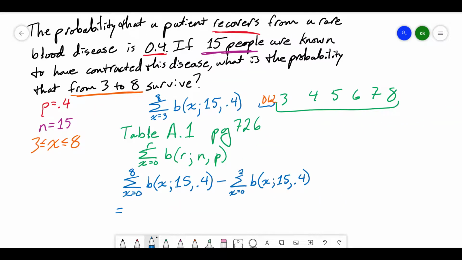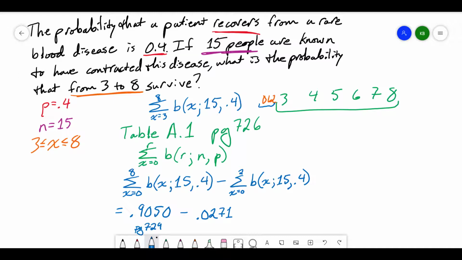So now I can use the table. I'm looking for when n is 15 as a start. So I find that on page 729. I find that if I have a sum from 0 up to 8, I find r is 8 for my row, and I work across to 0.4, I find that that binomial probability is 0.9050. And then I subtract from that, I still need n equals 15. This time r, my top value, is 2, so I'm going to go to that row and then over to the 0.4 column to find that I have a probability of 0.0271.